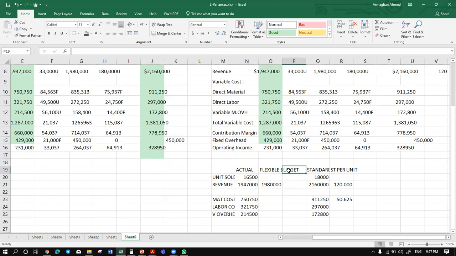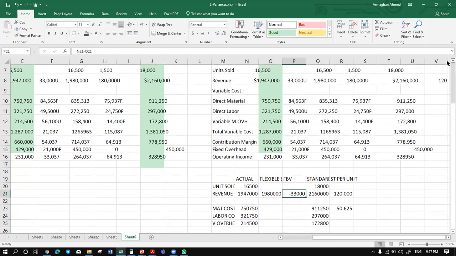So how can we calculate flexible budget variance now? Simply actual minus flexible, right? So the flexible budget variance will say that in terms of revenue, actual sale is less and flexible is more. So it will be favorable or unfavorable? Unfavorable, sir. So let me repeat again.